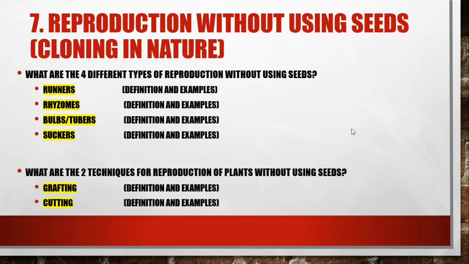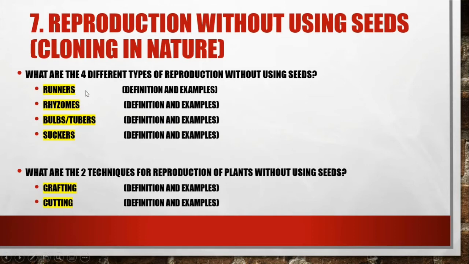All right, the next stop is reproduction without using seeds, which is a little bit of a cloning situation where your offspring is exactly identical to the original cell. So parents and offspring are identical. There are four different types of reproduction without using seeds in nature. We learn about runners, rhizomes, bulbs and tubers, and suckers. I want you to think about all of the definitions of those and, most importantly, examples.